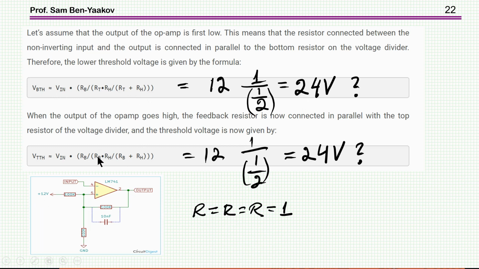And since, as you can see, these expressions are pretty much the same when R is 1, although the resistors are the same, I'm getting 24 volt here. So obviously these are incorrect. So this is one more problem with this tutorial.